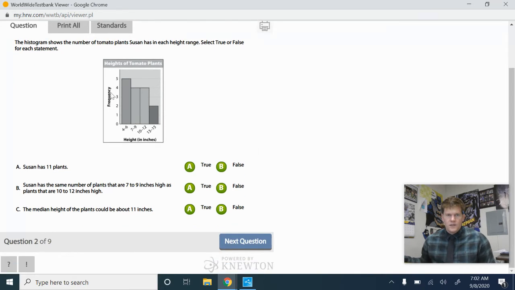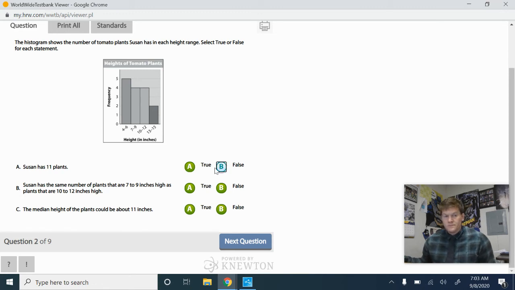Now for number 2, looking at a histogram this time, it's a histogram of tomato plants. It says here Susan has 11 plants. Well, just tally up all of the tomato plants from the histogram. Frequency tells you how many there are. So from 4 to 6, there's 5 of them. From 7 to 9, there's 4 of them. 10 to 12, there's 4 of them. 13 to 15, there's 2 of them. So 5 plus 4 plus 4 plus 2. 5 plus 4 is 9, plus 4 is 13, plus 2 is 15. Does she have 11? She has more than 11.